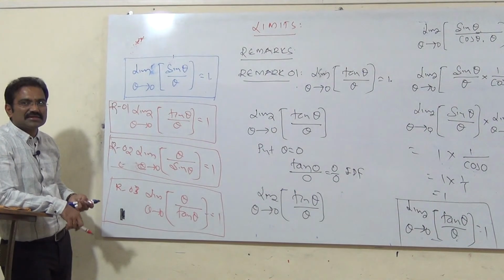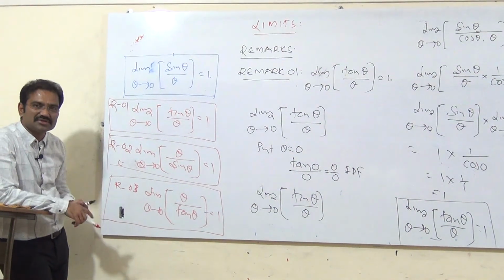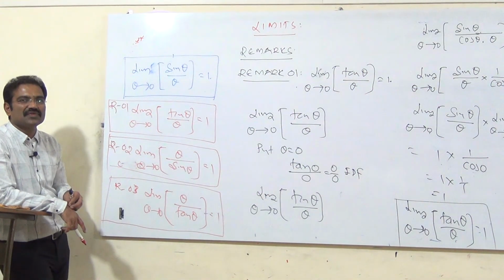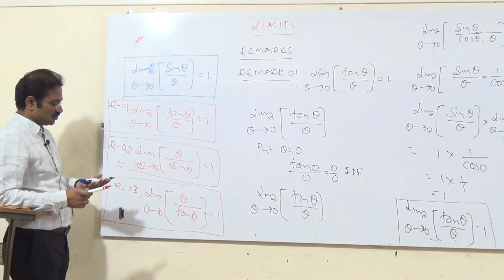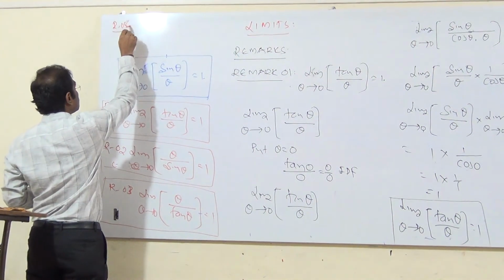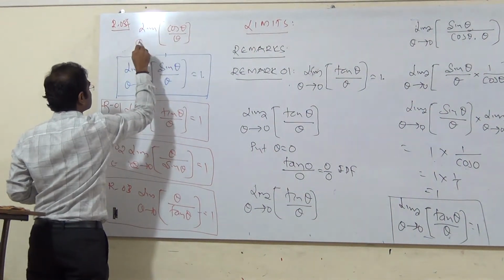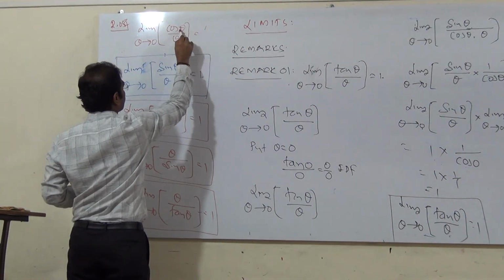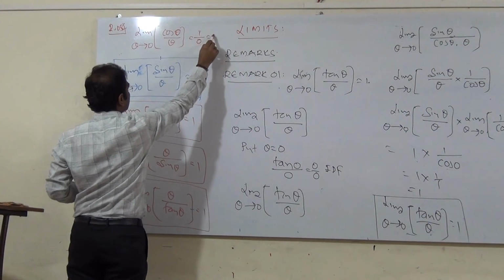And cos theta by theta as theta tends to 0, that you can directly substitute. Answer is how much? Cos 0 is how much? 1. 1 by 0 is equal to how much? You can write that one too. That is remark number 4: limit of cos theta by theta as theta tends to 0. If you substitute theta equal to 0, cos 0 is equal to 1. 1 by cos 0. Cos 0 is equal to how much? 1. 1 divided by theta is equal to how much? 0. It is equal to how much? Infinity.